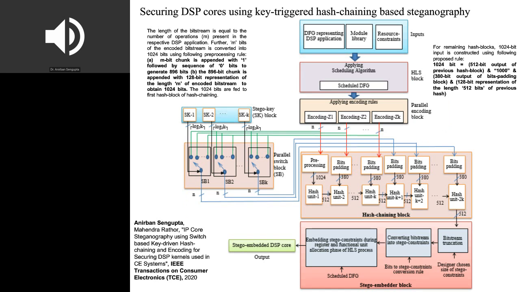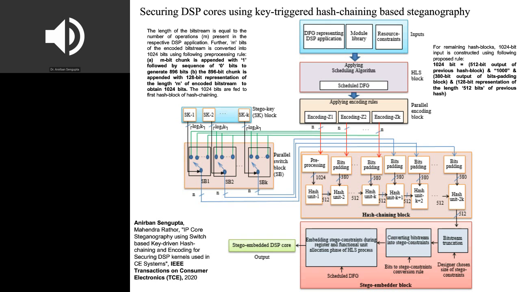The other algorithm used for performing IP core protection is known as key-triggered hash chaining-based steganography. This is also used for securing DSP cores and image processing cores. The way it works is as follows. You have the input application of the DSP in the form of a data flow graph, which can be obtained either from the transfer function or from the C code. Then you have the module library and the resource constraints, which are fed into the scheduling algorithm block to generate a scheduled DFG. Then, by the application of several encodings that are part of the parallel encoding blocks, we can feed the output of the encoding into the hash chaining block.